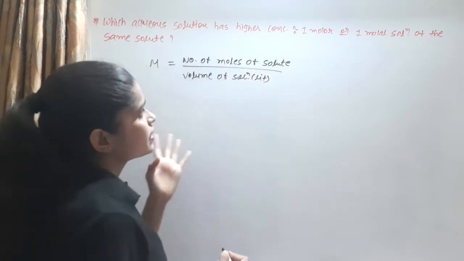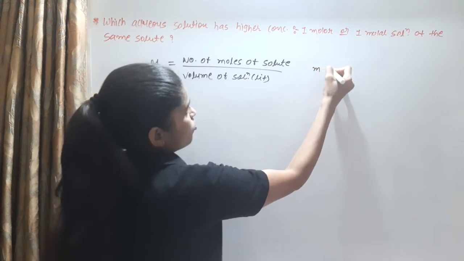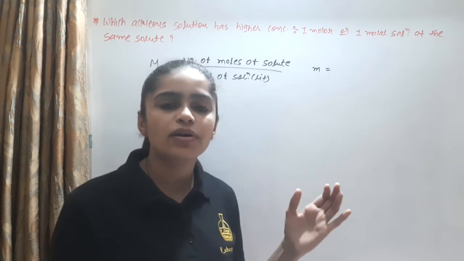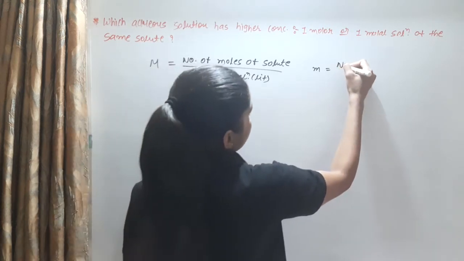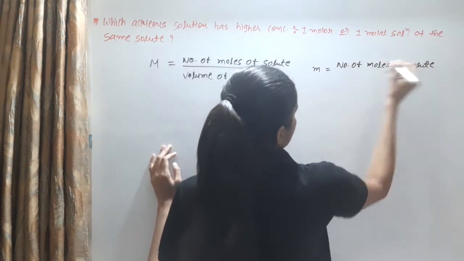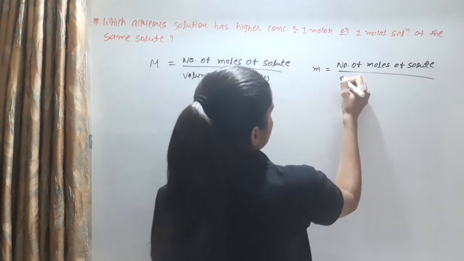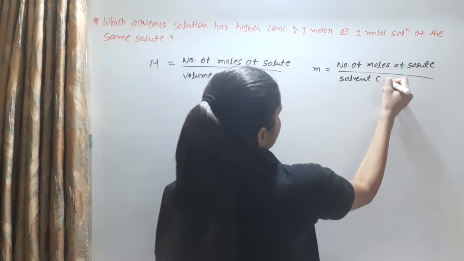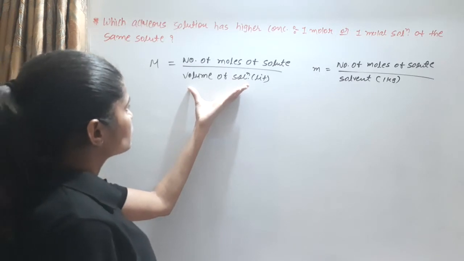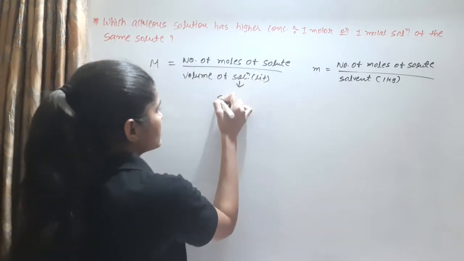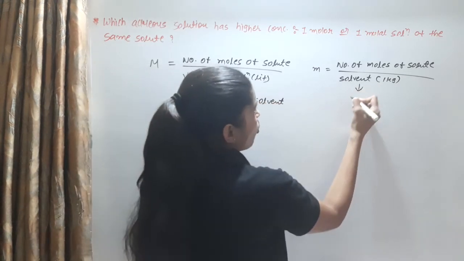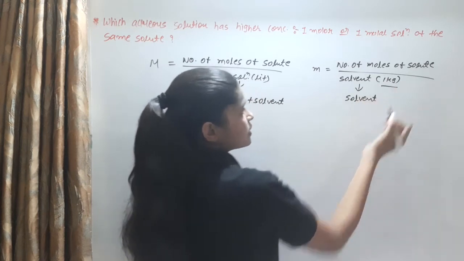in liters. In the same way, the definition of molality: molality is the number of moles of solute dissolved per kilogram of solvent. So the mass of the solvent is 1 kilogram. First, let's look at the denominator, the volume of solution. That means the solute plus solvent present, whereas in molality it is only the solvent, which gives 1 kilogram.